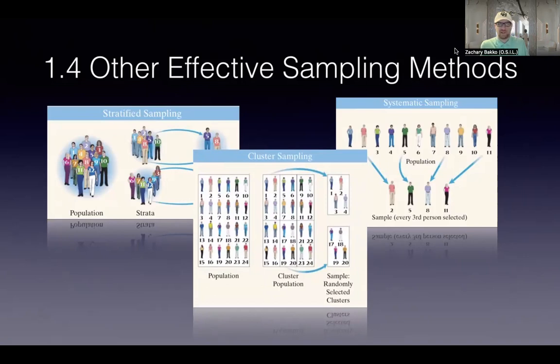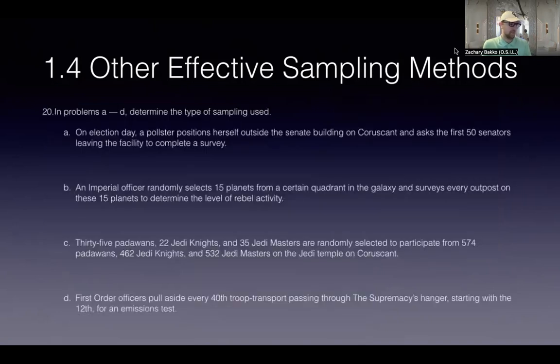Okay. Then remember, convenience sampling, it doesn't even need a diagram. It's just a lazily obtained sample. All right, so let's determine, based on some of these scenarios, which sampling method we're using.